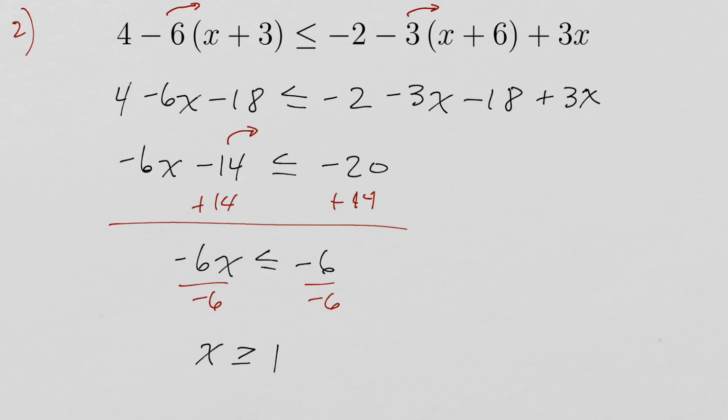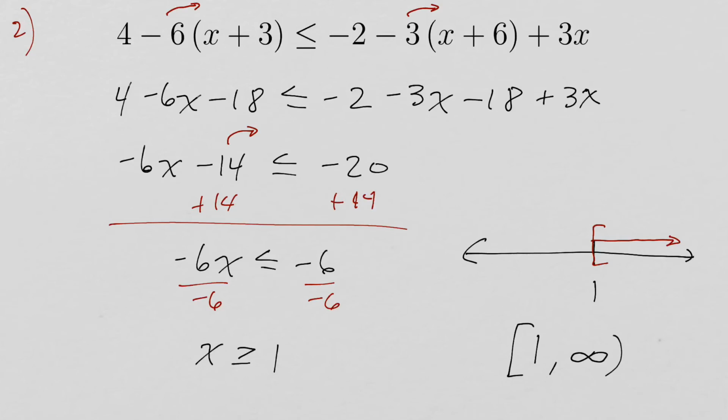It says to graph it, so I'm going to quickly sketch a graph. I'll put 1 there. Because it's greater than or equal to, we have a bracket. I'll do this in red, and I graph that way. If I'm going to do this in interval notation, I start with 1 and I go to infinity. It's a bracket on the 1 and a parentheses on the infinity. So that's interval notation, and that's the graph.